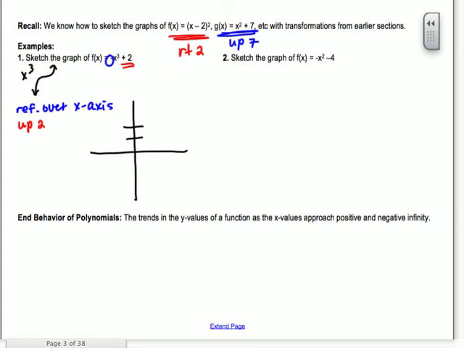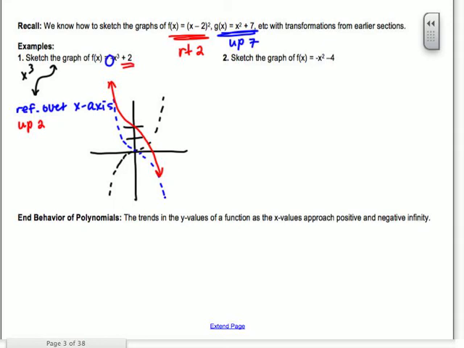So here's the first one. You don't have to draw these. That's what normal x cubed looked like. Then I reflect it over the x-axis. Then you go up 2. So your final answer should look something like that. Make sense?